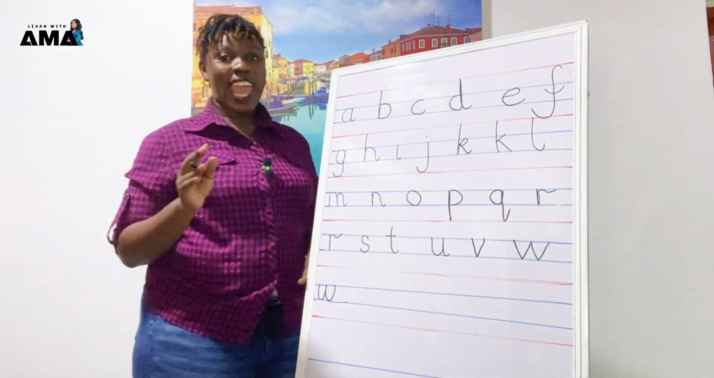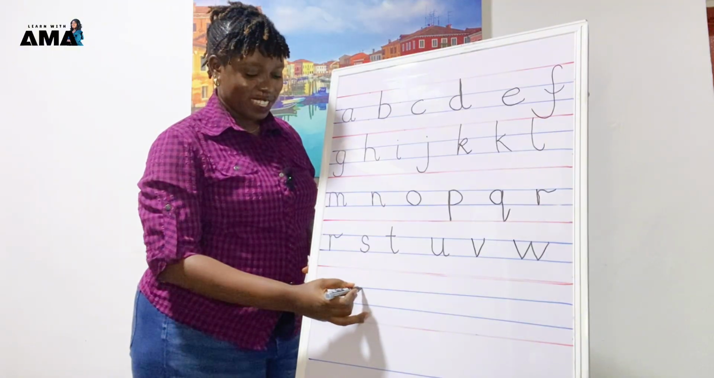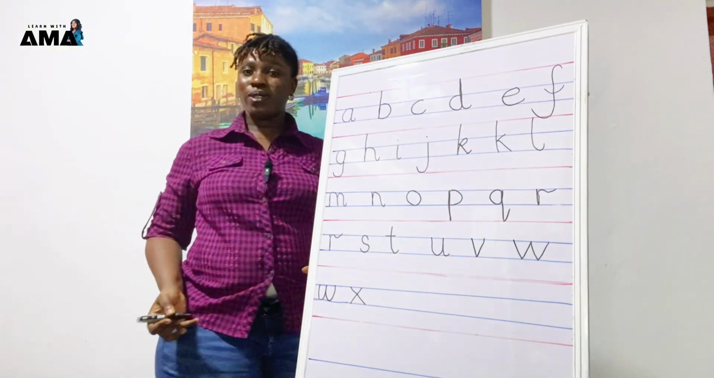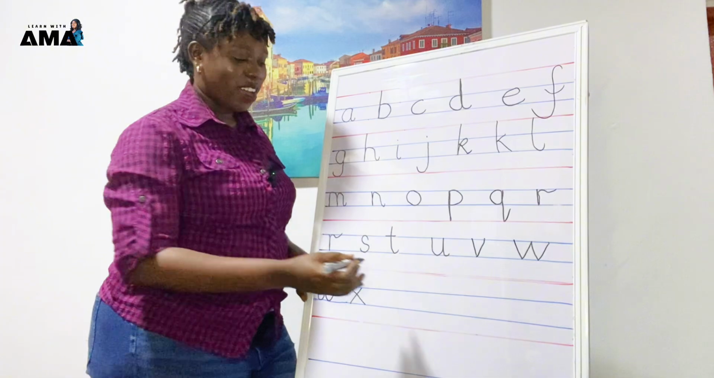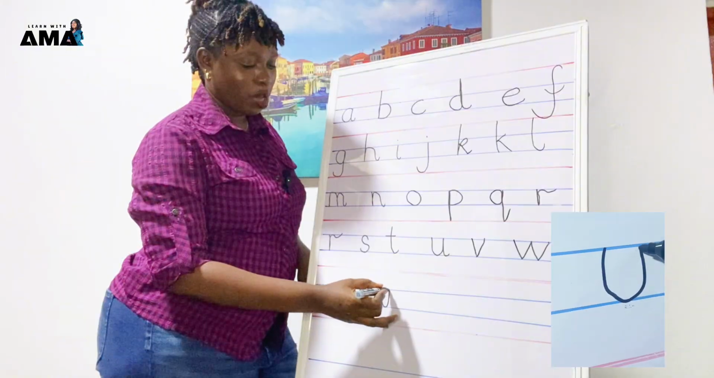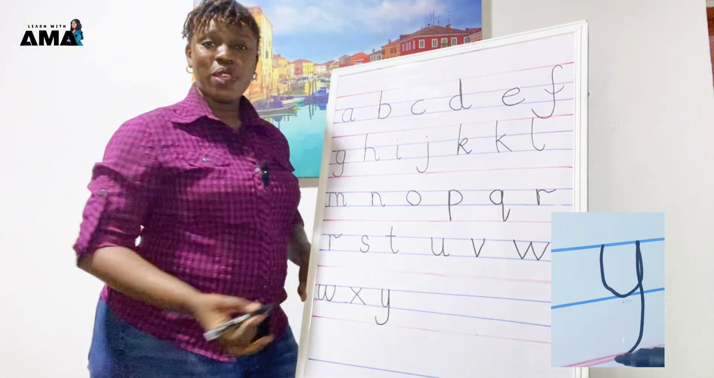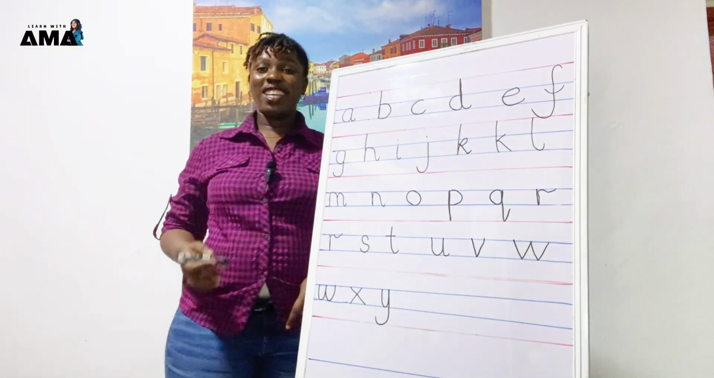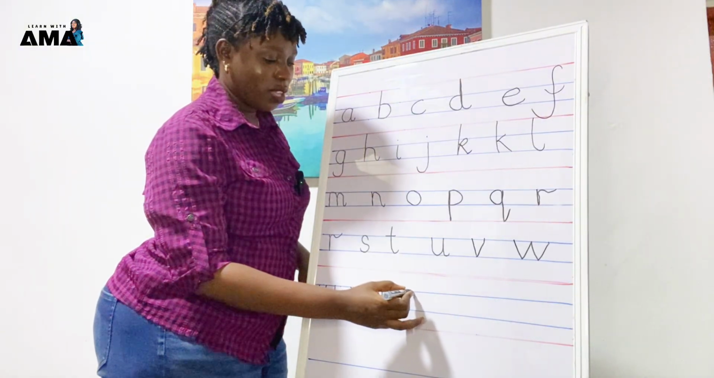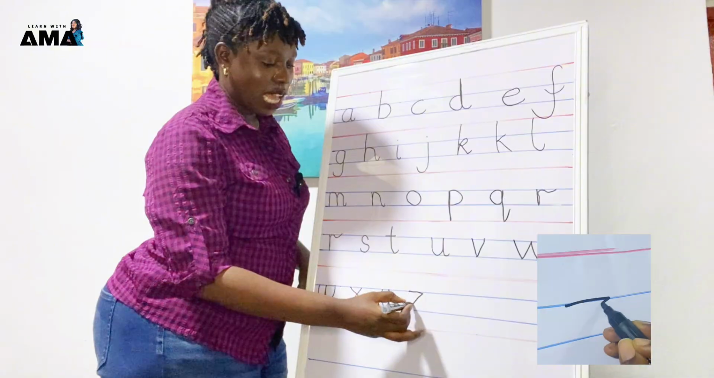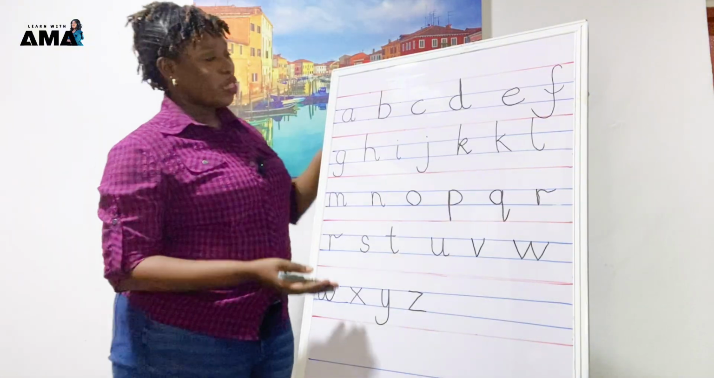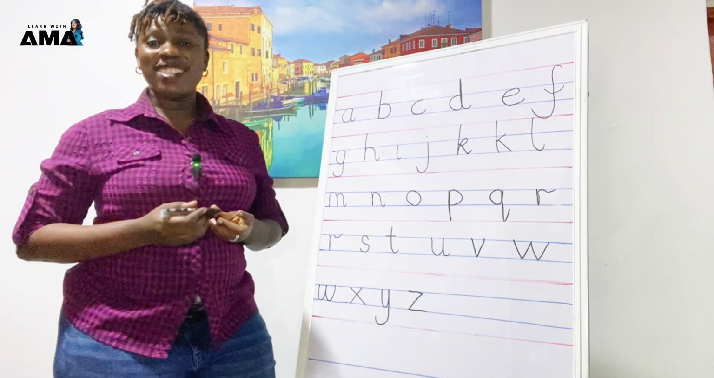Next we have X. Slant down and another slant right across. Then we have Y. A curve down, you take it up and down with a tail. And lastly, we have the letter Z, which starts with a dash, slant in the middle, and a dash at the bottom. Now these are the letters from A to Z.